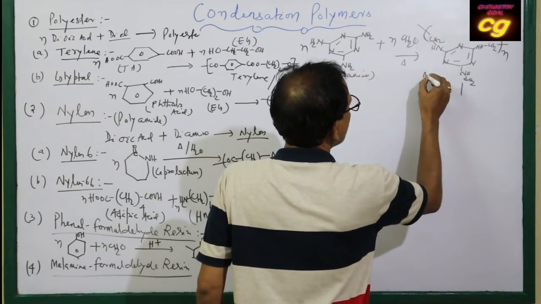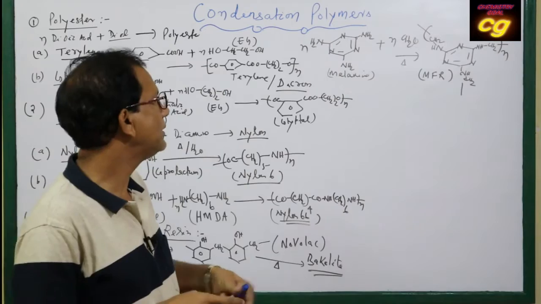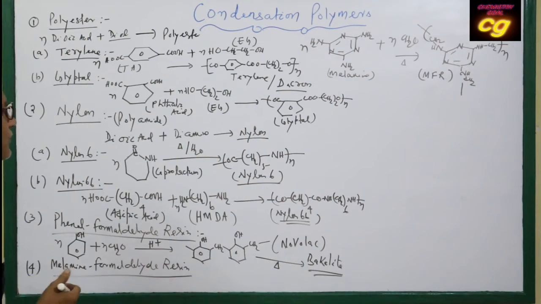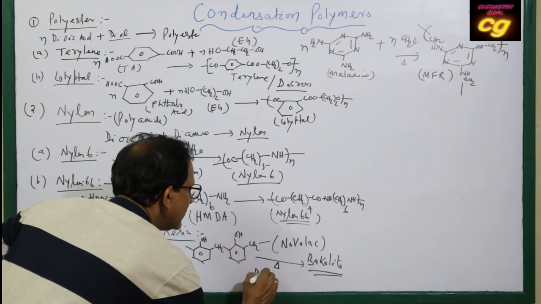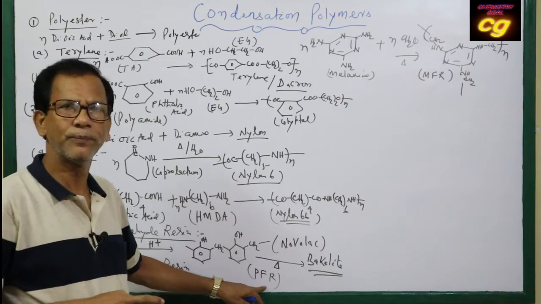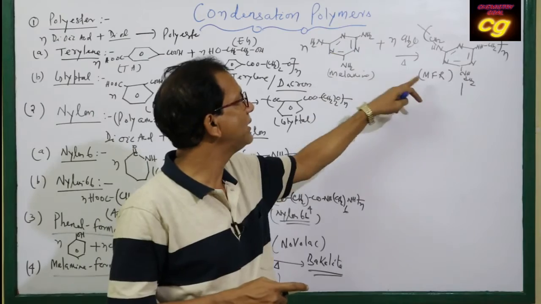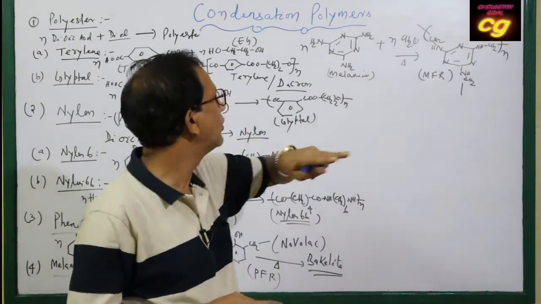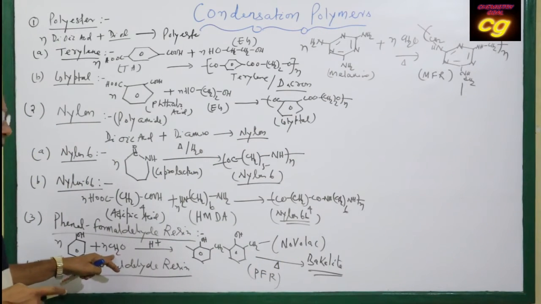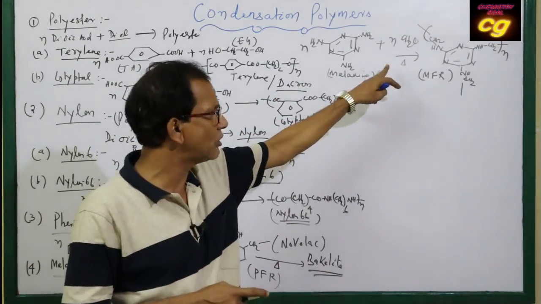The short form is MFR, melamine formaldehyde resin. And the short form of phenol formaldehyde resin is PFR, that is bakelite. Here two monomers, one is melamine, another is formaldehyde. There two monomers, one is phenol, another is formaldehyde. So melamine formaldehyde resin is a thermosetting polymer.